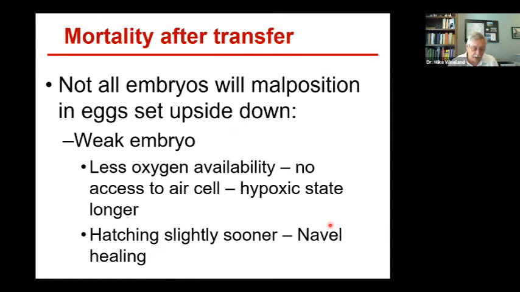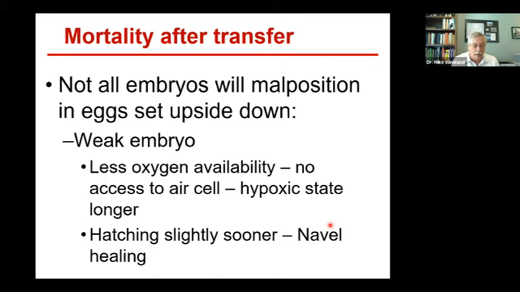Another thing to keep in mind with orientation of the eggs is that not all embryos that are in eggs upside down will malposition. Some will still position themselves to the large end of the egg. But a good number obviously will malposition to the small end. And when an embryo malpositions to the small end of the egg, there's going to be less oxygen available to the embryo because there's no air cell down there, okay?